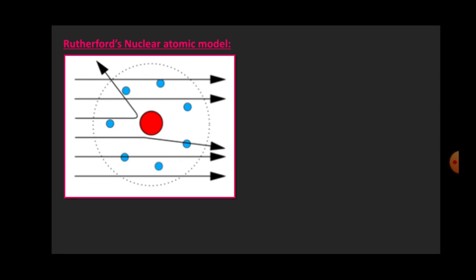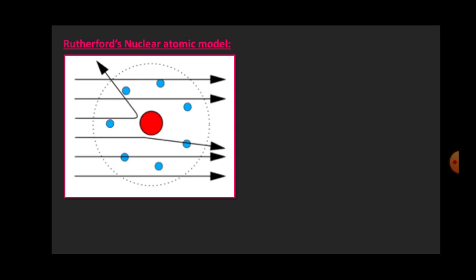Now here we can very clearly see, as you can see in this picture, this is what he postulated as Rutherford's nuclear atomic model. In the center you can see that orange colored round structure, that is the nucleus, in which the positive charge is present. Almost the entire mass of the atom is concentrated in the nucleus, and the negatively charged blue colored dots which you see are the electrons, which are revolving around the nucleus.